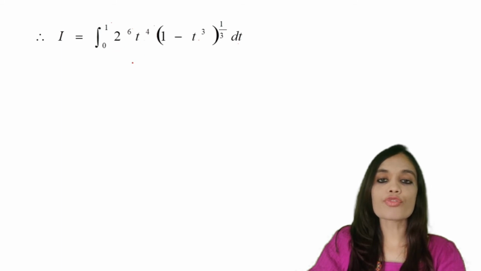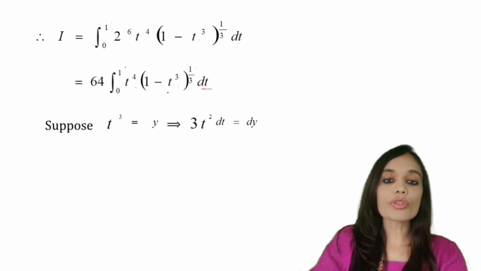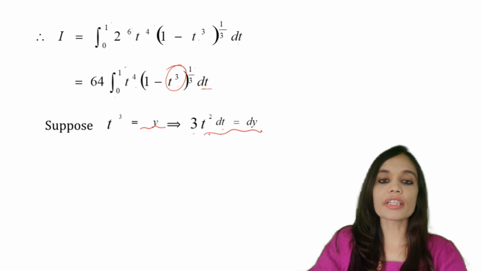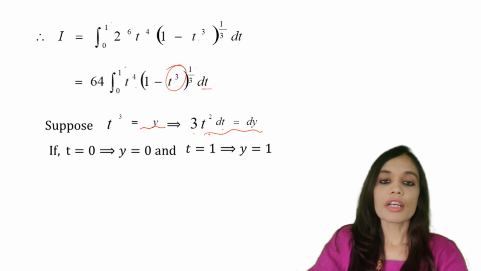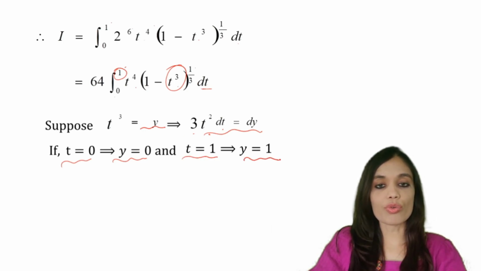Now we will simplify this further. So what we will get, 64 times integration 0 to 1 t raised to 4 into 1 minus t cube whole raised to 1 upon 3 dt, right? Now in order to get this into our beta function, again we have to assume our t cube as y, right? So our 3t square dt will be equals to what, dy. Now let us find the limits. Now we are given the limit of t as what, 0. So the limit of y will be equals to 0. Next the limit of t is what, 1, right? So y will be also equals to 1, right?